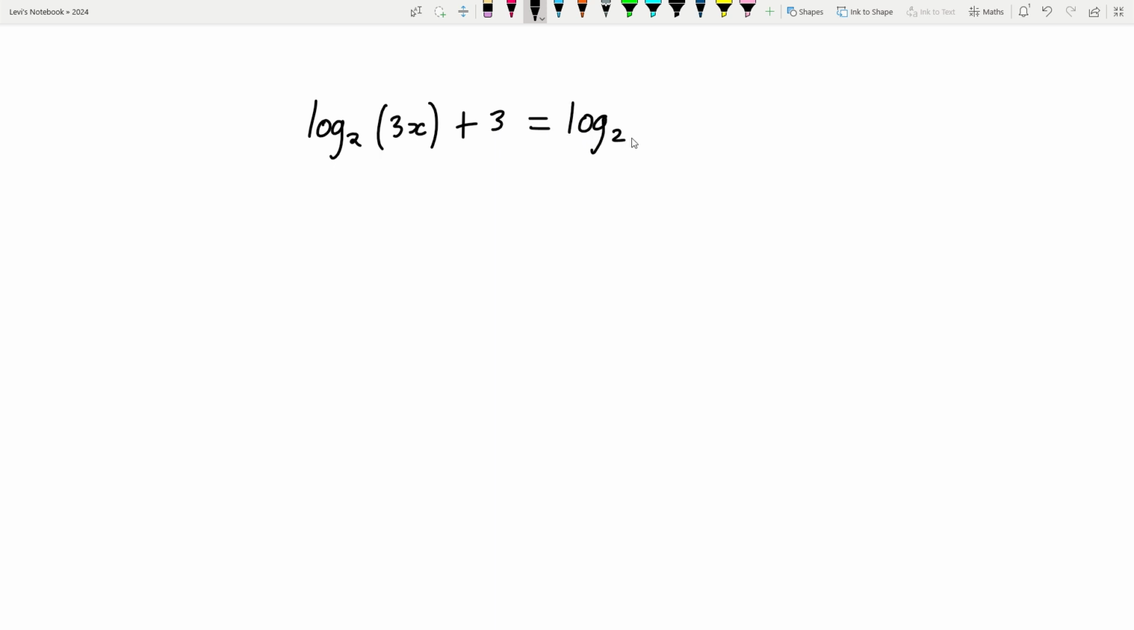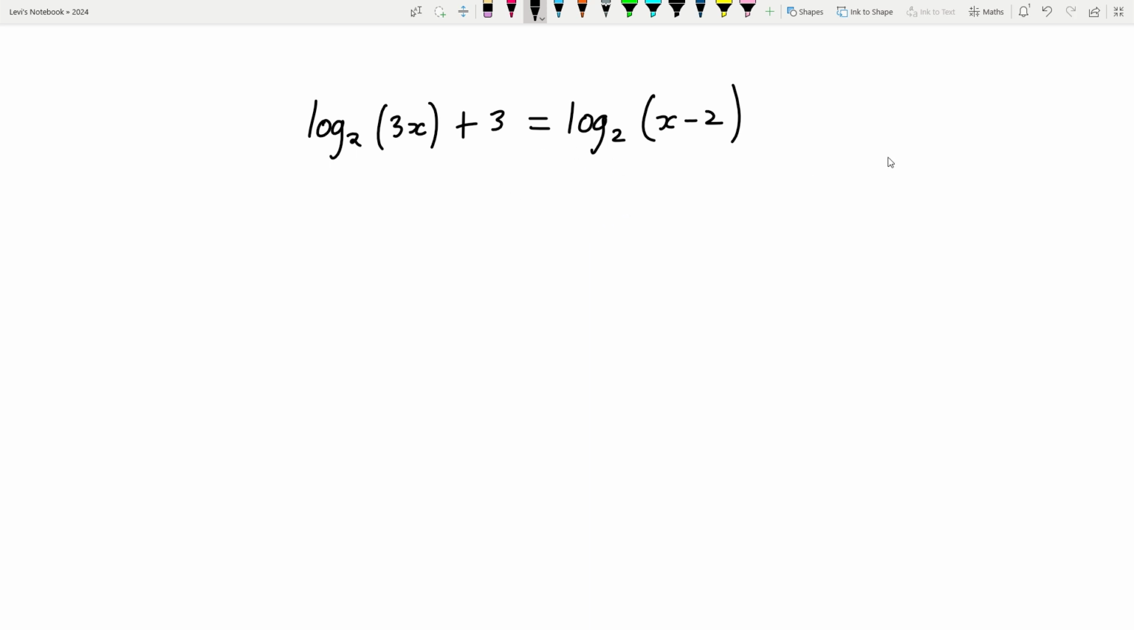So let's try and solve this logarithmic equation right here. Okay. Log base 2 of 3x plus 3 is equal to log base 2 of x minus 2. Okay. So if you want to have a go at this one, feel free to pause the video and have a go, but I'm going to get solving it right now.